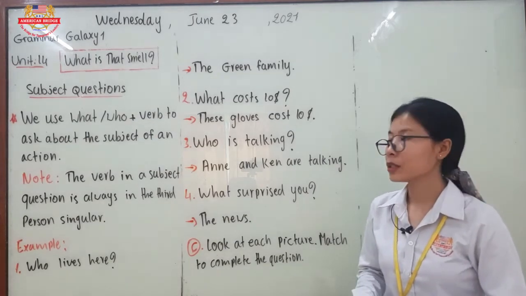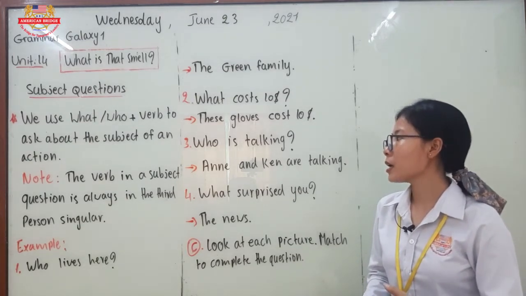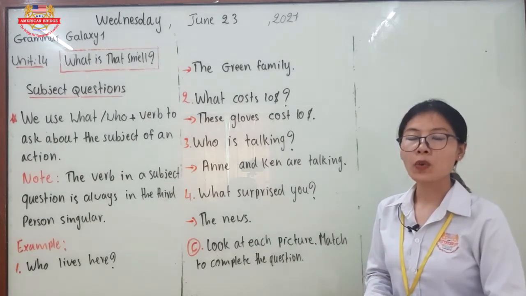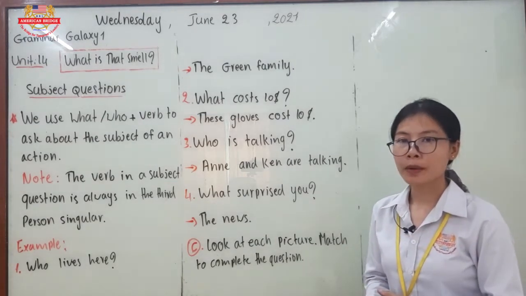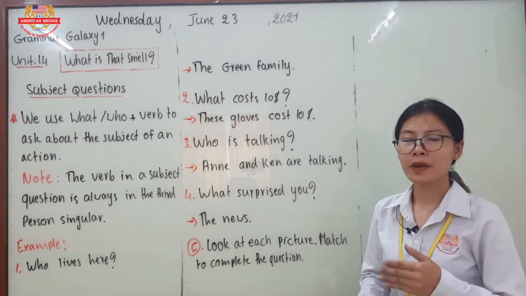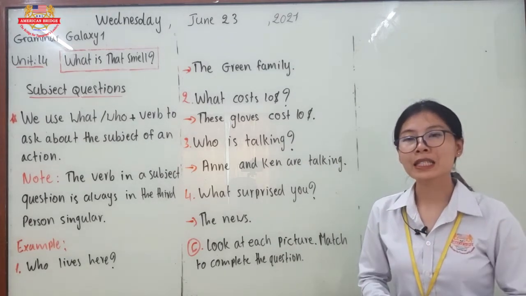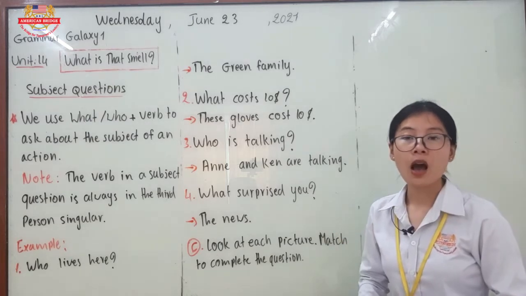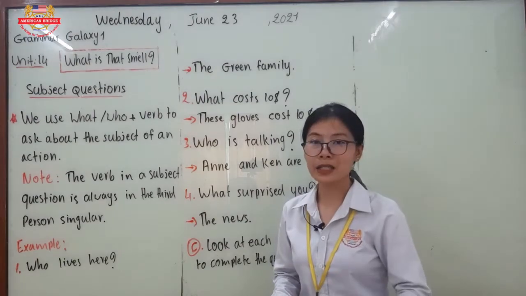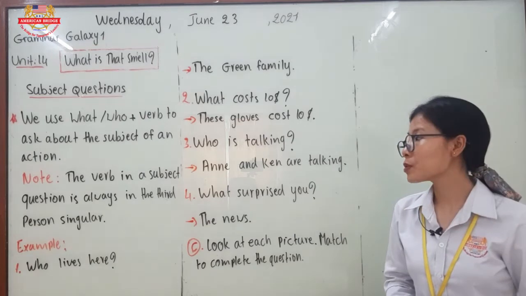So note, the verb in a subject question is always in the third person singular. It means that you have to use the verb in the question with third person singular. So how do we use a verb with third person singular, everyone? You have to add s, change y to ies, or add es, right? I hope you remember the forms of adding s, es, and changing y to ies with third person singular. So now let's move to our example.